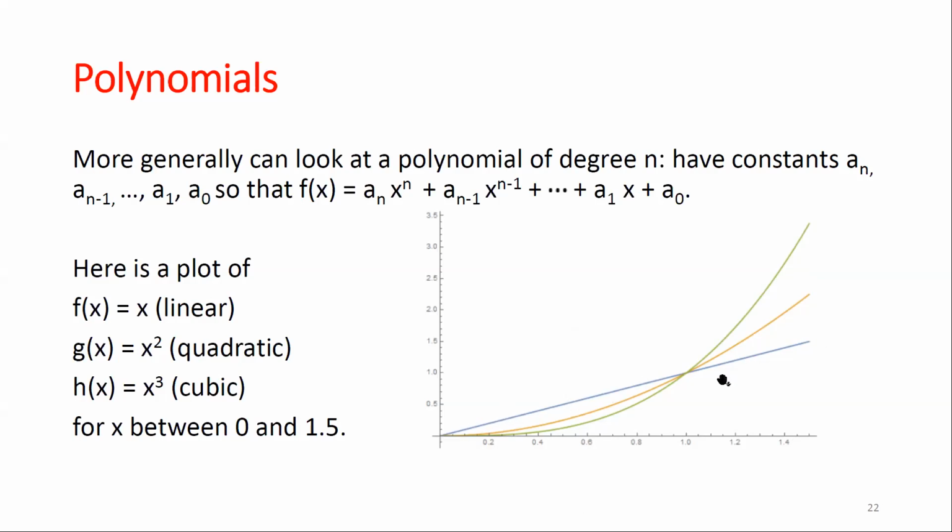But here's what's interesting. When x equals 1, they're all the same. Above 1, the cubic is growing fastest. Below 1, the cubic is the smallest, and the line is the biggest. Right, because which would you rather have, a half or a half squared? A half. Which would you rather have, a half squared or a half cubed? A half squared.